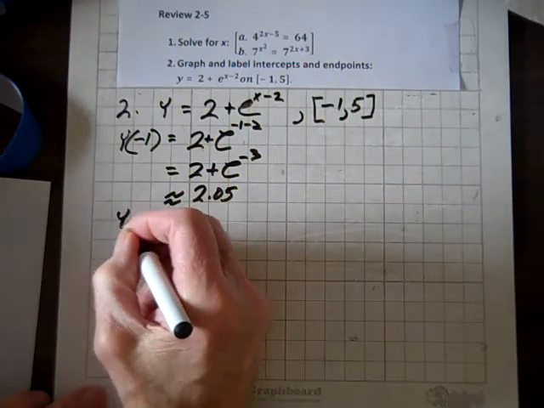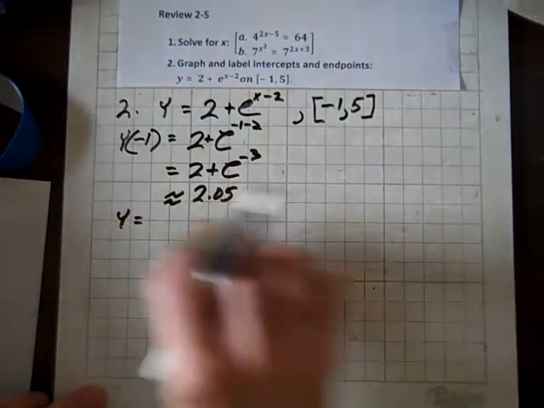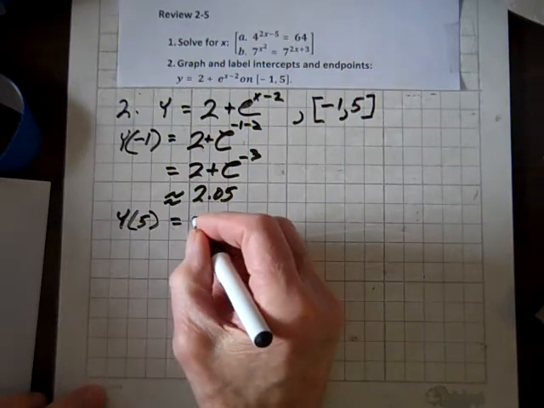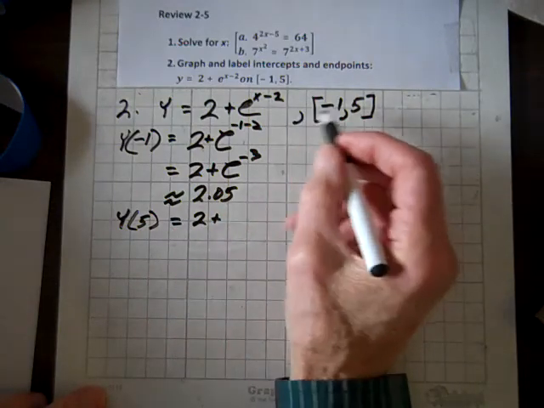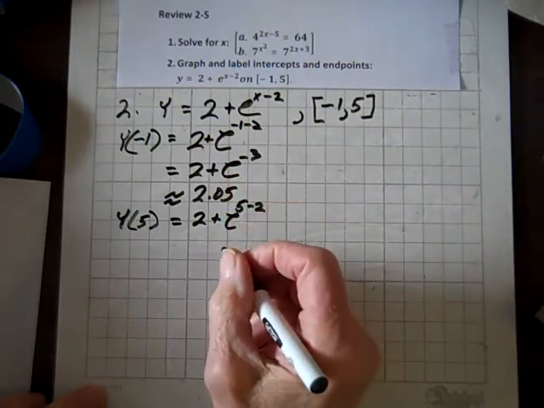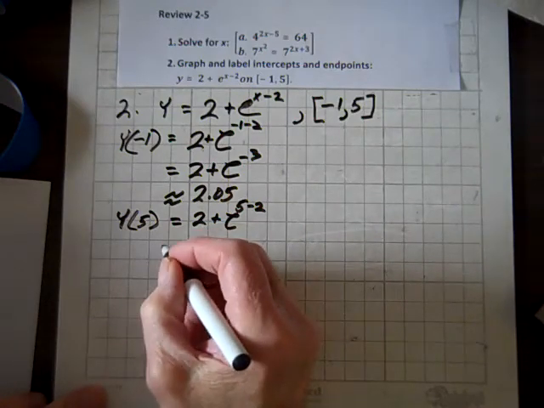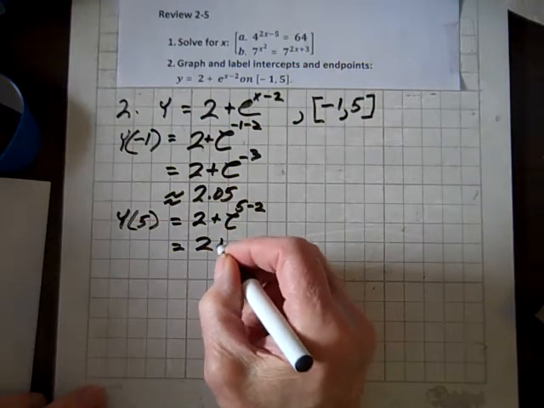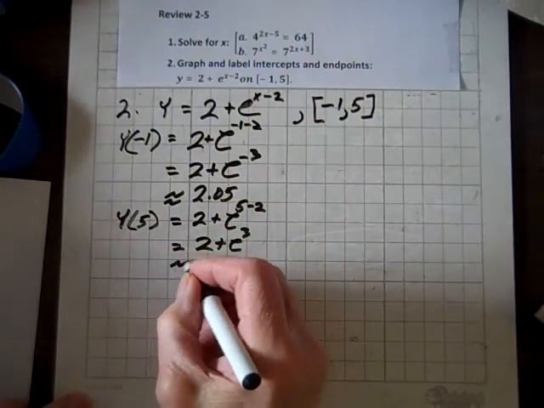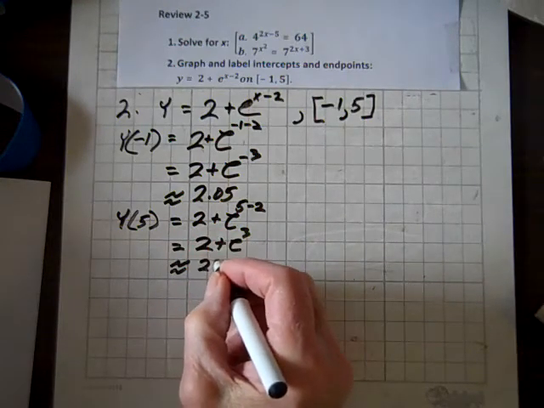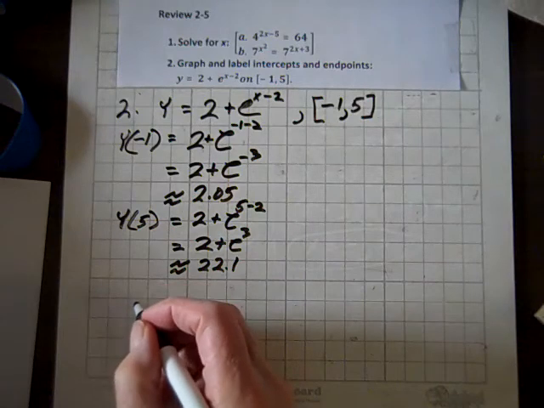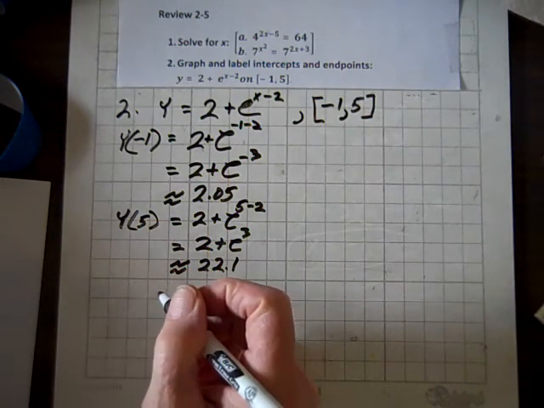Doing the same thing for y of 5, this equals 2 plus, replacing x with 5, I get 2 plus e to the third, and when I calculate that, I get approximately 22.1. And finally, I want to look at the intercepts. There are no x-intercepts, but there will be a y-intercept.